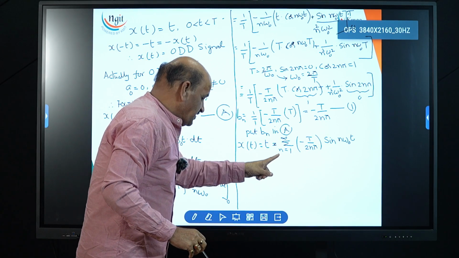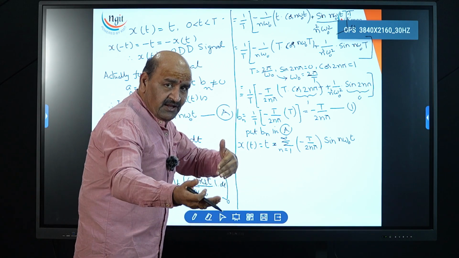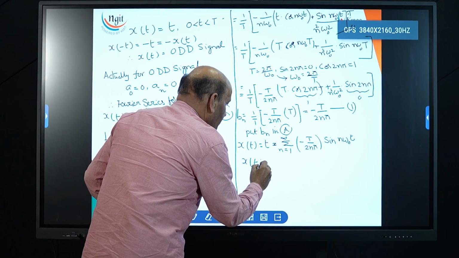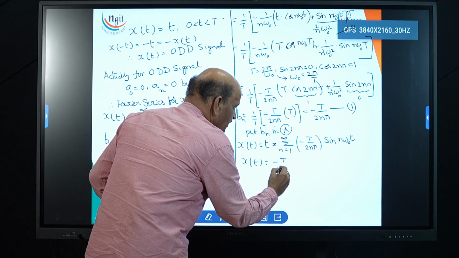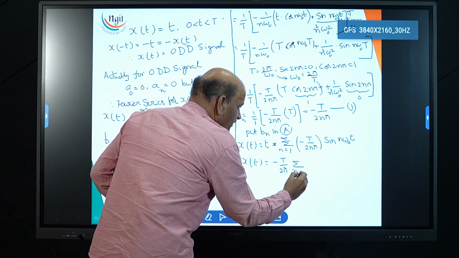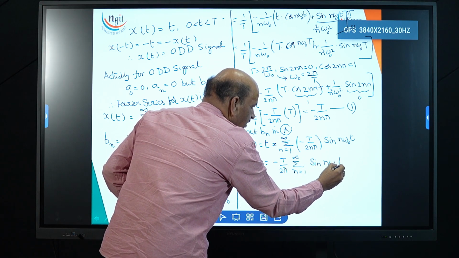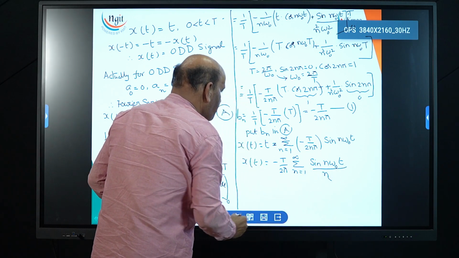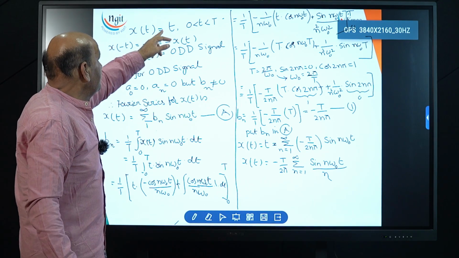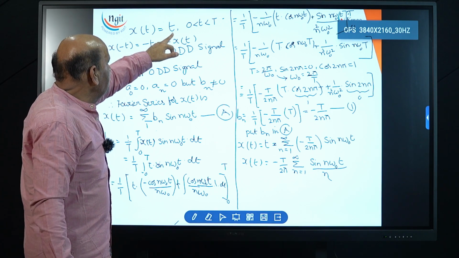Now here, the summation is for what? From n. That means the remaining are all constants. Keep all the constants outside the function. So x of t equals minus, T constant, 2 pi constant. We kept them out of this function. The remaining is the summation n equal to 1 to infinity of sine n omega naught t by n. This is the Fourier series of the function x of t. x of t equal to t.